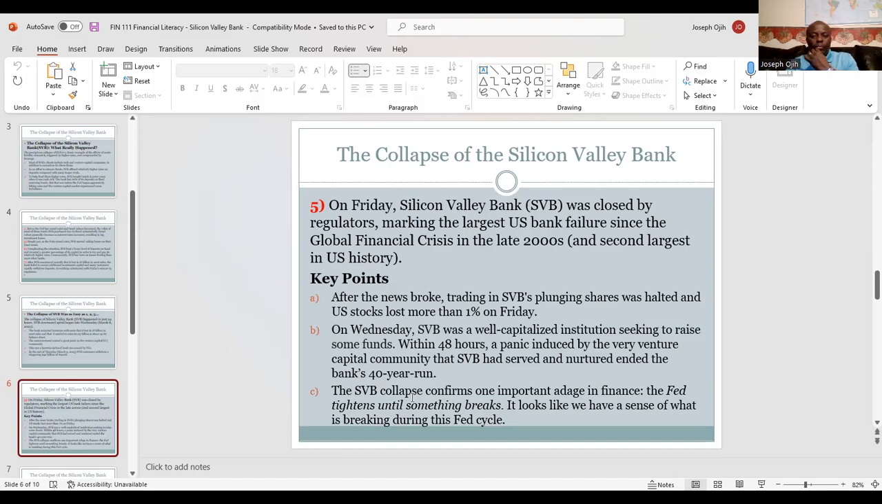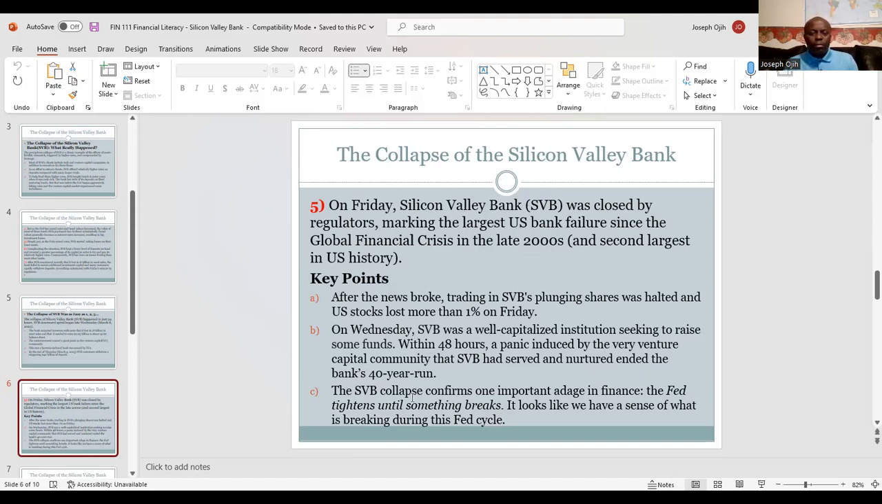So now, there are a few things we need to know about this collapse. I mean, there are more things we need to know. After the news broke, trading in Silicon Valley Bank plunged, and of course it affected the other banks. In fact, it affected the banking industry in general.